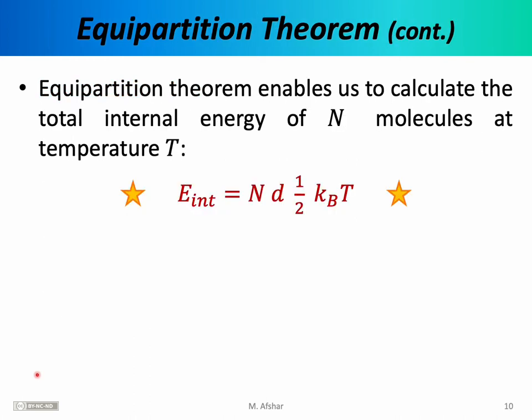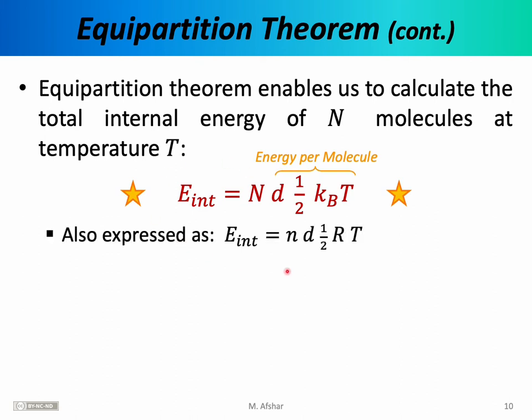The equipartition theorem is important because it enables us to calculate the total internal energy of a system. Specifically, given n molecules at some temperature T, the total internal energy of that system is equal to the number of molecules times the degrees of freedom per molecule times this magic quantity of energy that each degree of freedom gets. If each degree of freedom is getting energy equal to 1/2 kBT, and we multiply that by the degrees of freedom per molecule, we find that the energy that each molecule in the gas gets is d 1/2 kBT. If we then multiply that by the number of molecules, we find the total energy of the gas.